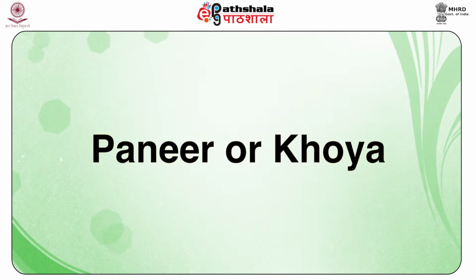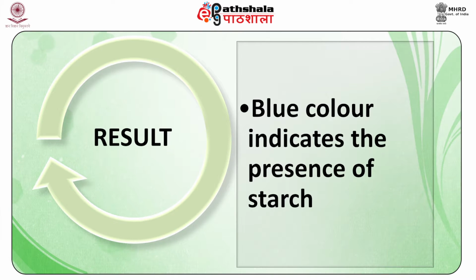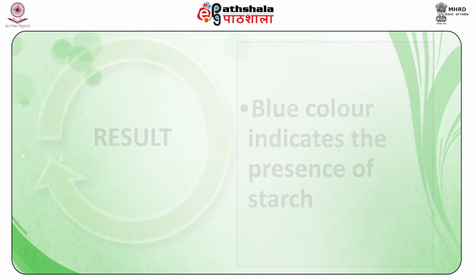Second is the paneer or the khoya. A small portion of the suspected product is taken in a test tube, water is added and it is boiled. It is then cooled at room temperature. A few drops of iodine solution are added to it. Blue color indicates the presence of starch.